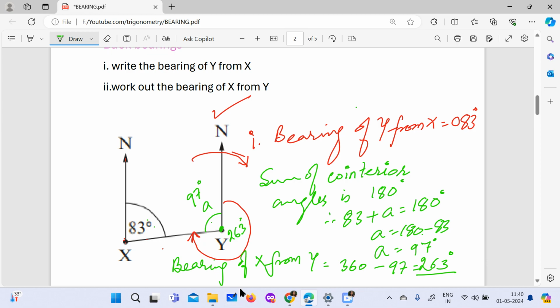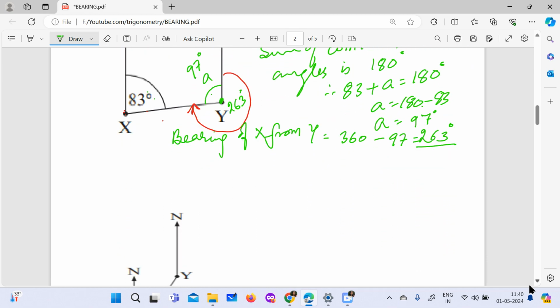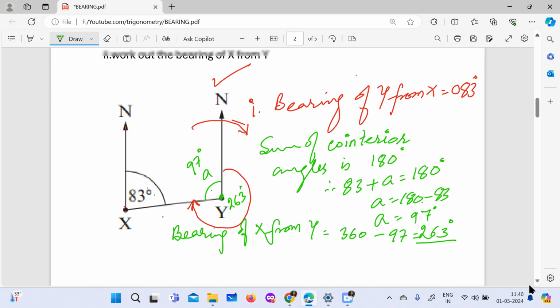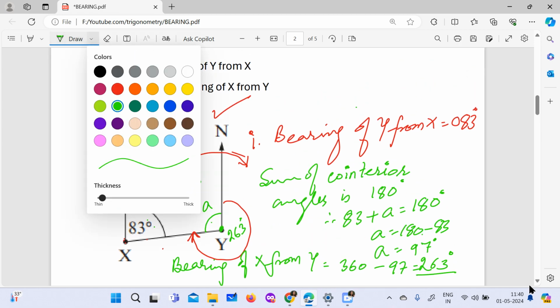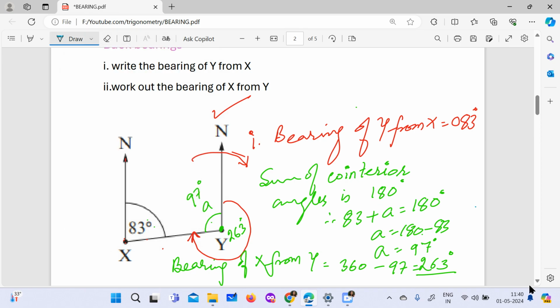As I said, this question can be solved using two, three methods. I'll show you one more way to solve it. But I prefer this one, because with it you will be able to solve any kind of difficult question. Now, another method we can use is, suppose this is your north, this is your, one moment.